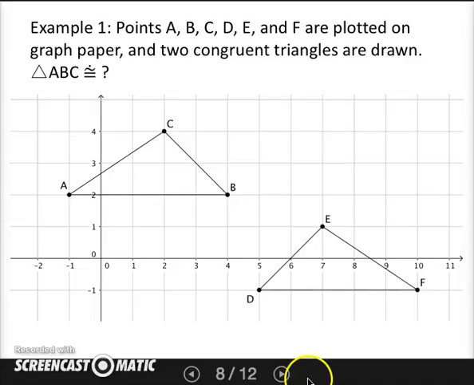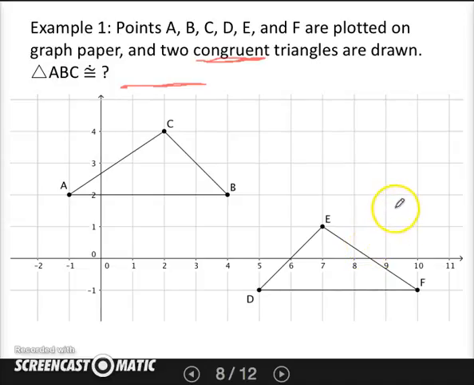Let's do an example problem. Points A, B, C, D, E, and F are plotted on graph paper, and two congruent triangles are drawn. So in this problem, we're told already that the triangles are congruent. What we're being asked to do is name the triangle that's congruent to triangle ABC. We need to fill in the blank here and figure out how to name this other triangle to make it true that triangle ABC is congruent to this triangle.